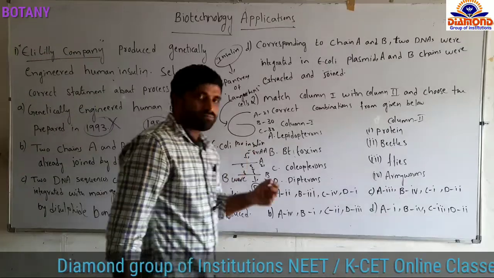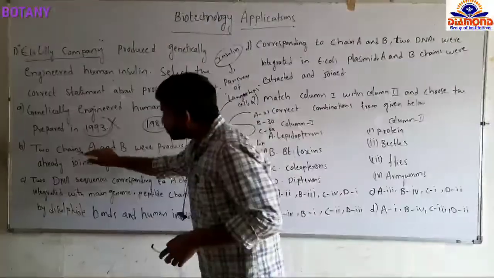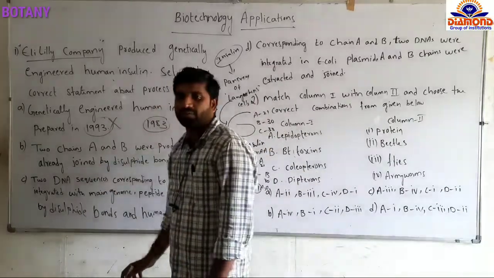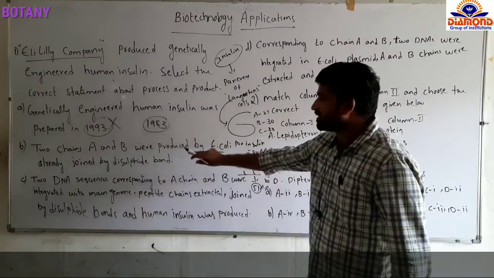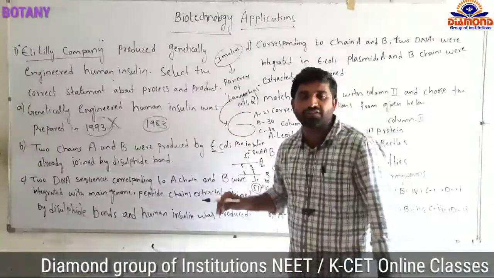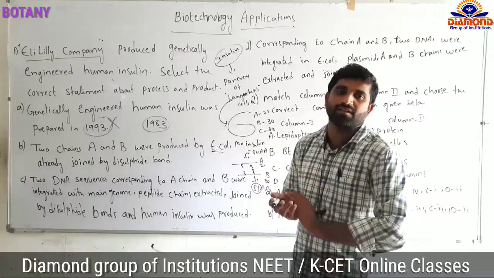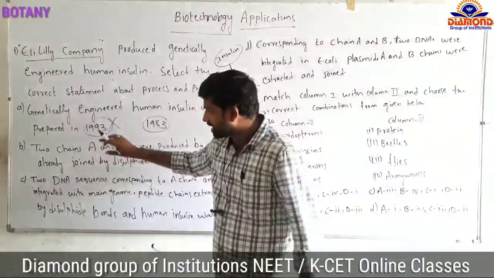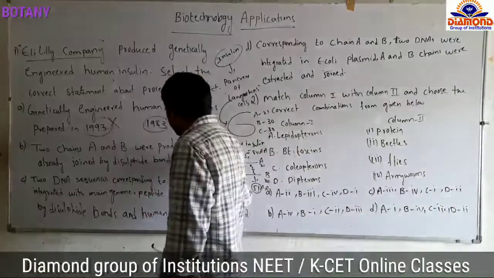Here, in the E. coli bacteria, the two chains are produced separately. They gave in option B that chains A and B were produced by E. coli already joined by disulfide bonds. These A and B chains are connected together by disulfide bonds only, but according to the option they are already joined in E. coli. Basically, these A and B chains we have to synthesize artificially, generating them separately in two different E. coli plasmids. They are not synthesized at the same time in the same bacteria and the same plasmid. So option B is also incorrect.